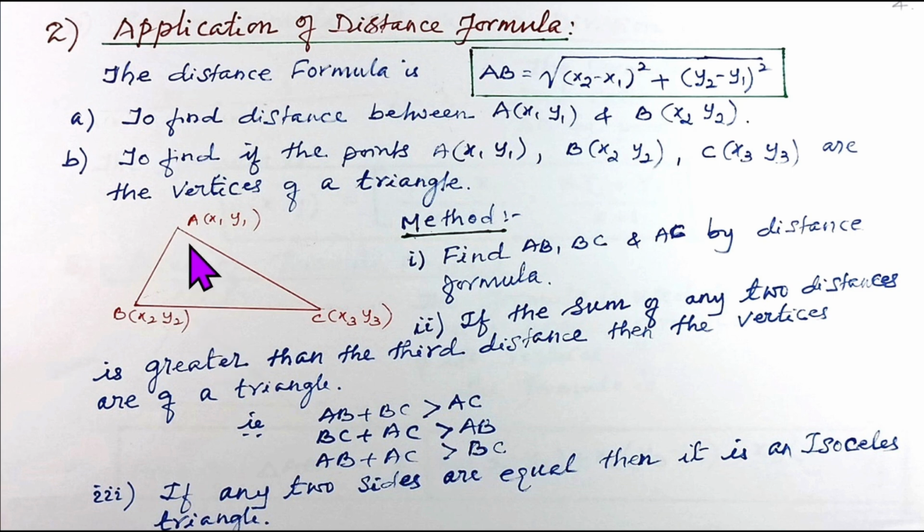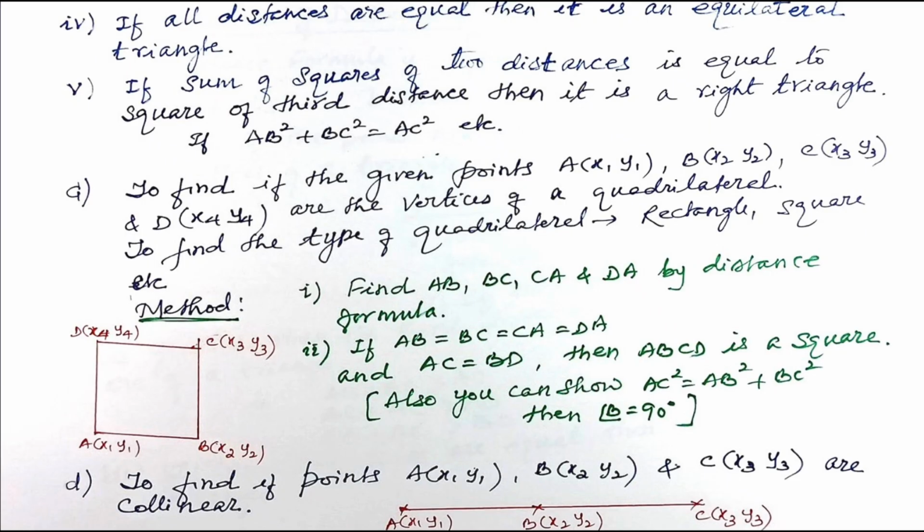If any two sides are equal, for example, if you have AC is equal to BC, then it is an isosceles triangle. If all the three sides are equal, then it is an equilateral triangle. If the sum of the squares of two sides is equal to the square of the third side, then it is a right angled triangle. So not only can we find out that the vertices are that of a triangle, but also what type of triangle it is: isosceles, equilateral or right angled.